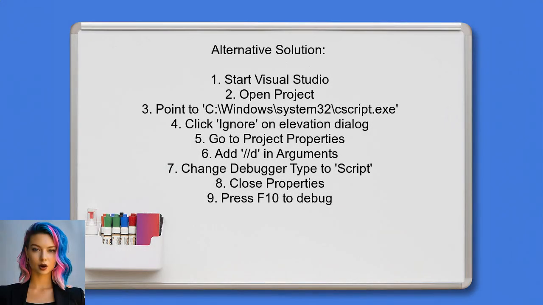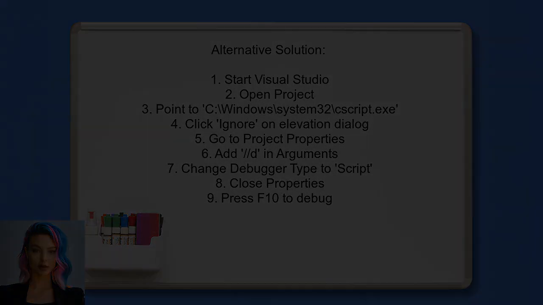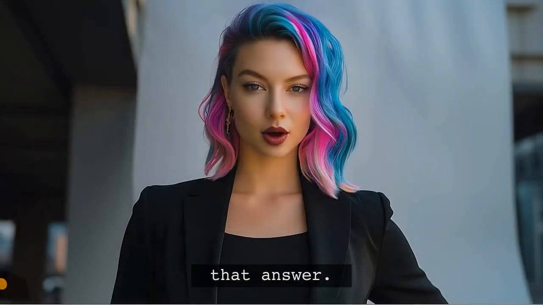An alternative solution was found by another user. They suggest starting Visual Studio and opening a project. Point it to the cscript.exe file in your Windows system directory. When prompted for elevation permissions, click Ignore. Then, go to the project properties for cscript.exe, add //d in the arguments, and change the debugger type to script. Finally, close the properties and press F10 to start debugging. That's all on that answer.